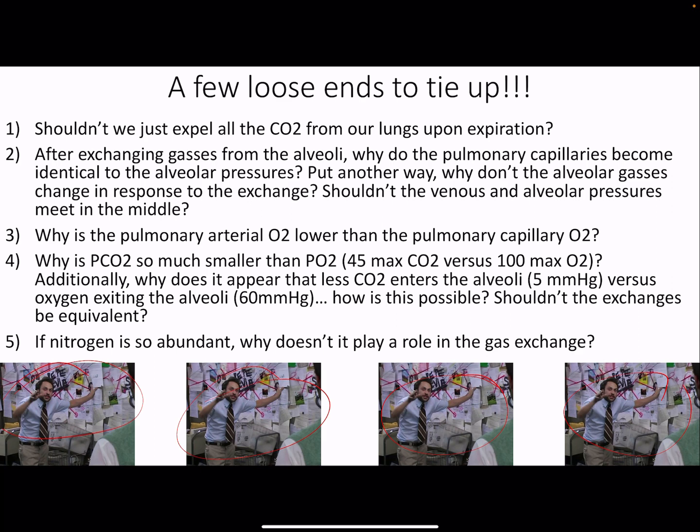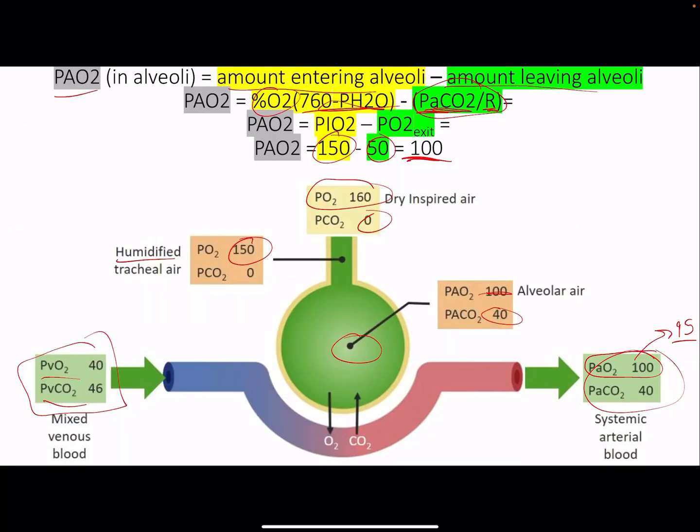Shouldn't we just expel all of the CO2, right? Why do we have 40 CO2? Shouldn't it be maybe like 40 CO2, but then 0 CO2, like after we exhale? That seems weird. So that's number 1. Number 2 is if we looked at this, if this is 40 and 46, well, why does it perfectly match? And this is 140. Why is this now 140?